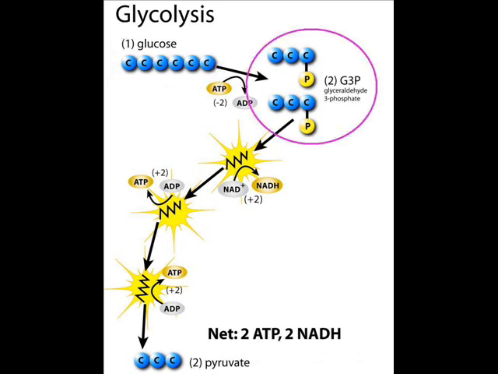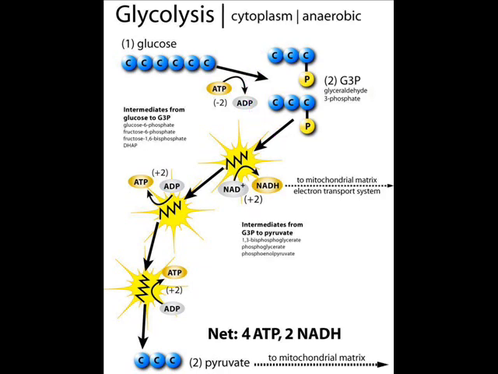Each 3-carbon compound reacts with the phosphate group. Hydrogen atoms are transferred to NAD+, producing NADH. Each 3-carbon sugar is converted to a 3-carbon molecule of pyruvate. 4 ATP molecules are produced.